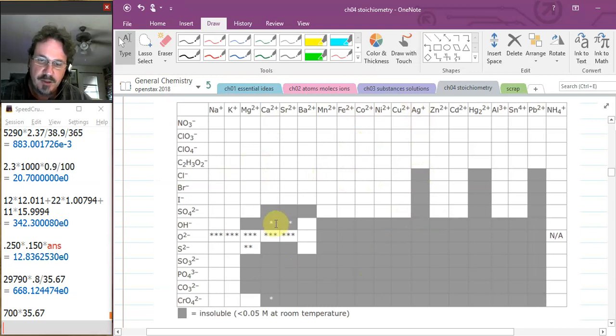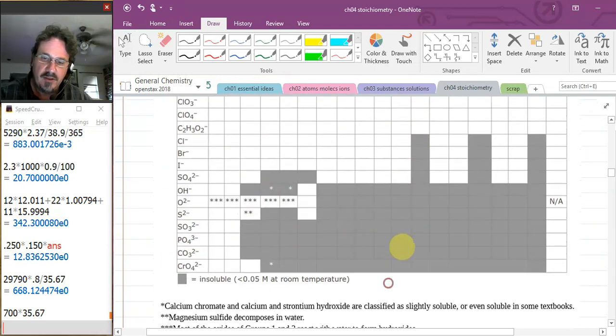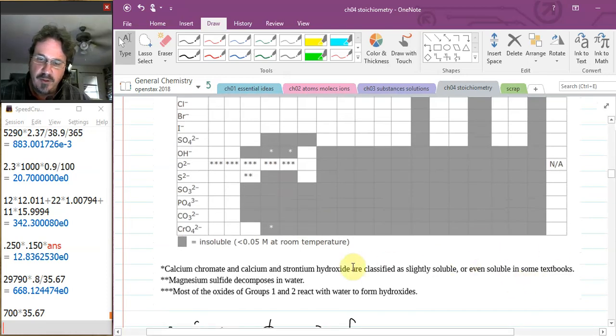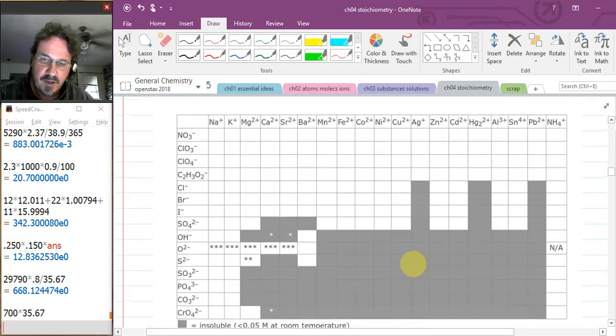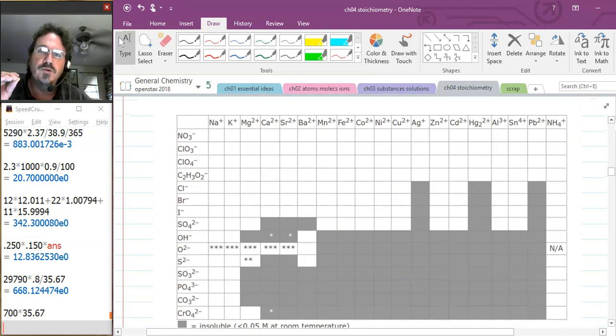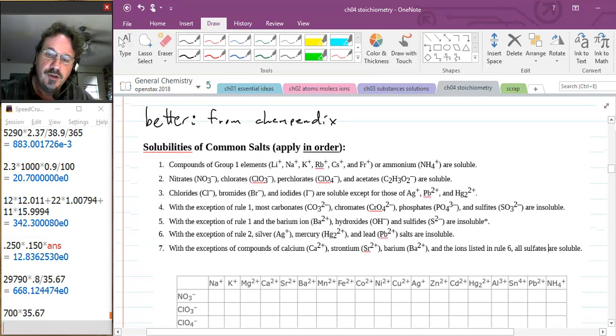And then there are some additional notes, like the single asterisk, and the double asterisk talks about magnesium sulfide. It actually decomposes in water. And most oxides, the 3 asterisks here, actually react with water to form hydroxides instead of staying as oxides. So again, the first few big rules are fairly simple to apply. Then it gets a little trickier after that with exceptions, but be able to use these rules.